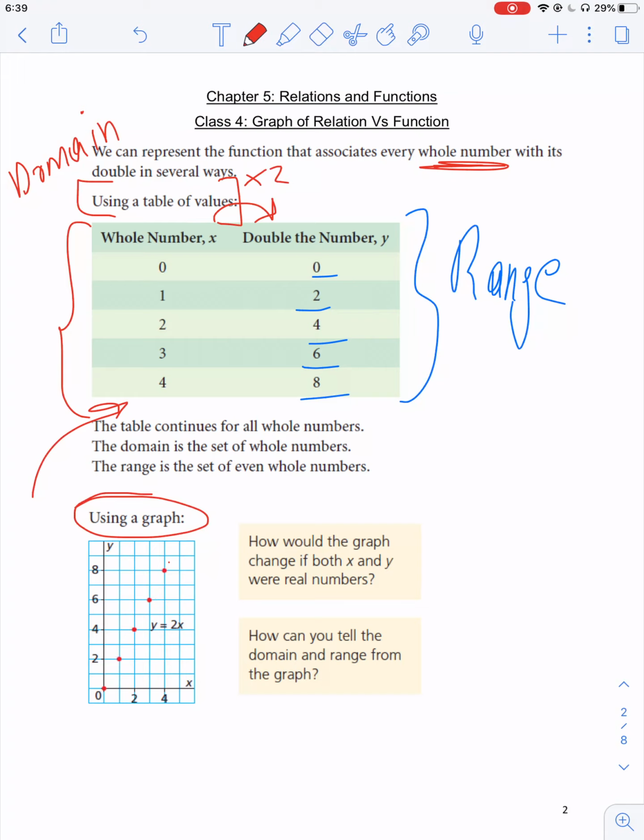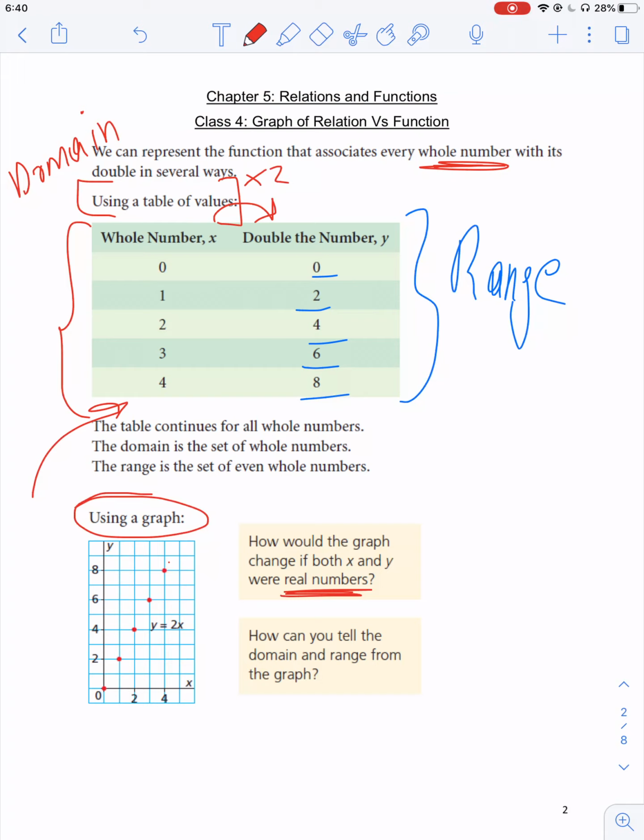But now here's the thing. How would the graph change if x and y were real numbers? Now, this is something we did at the beginning of the year. What do we mean by real numbers? Remember, real numbers will include everything. By that, I mean you could include half, you could include 1/3. You're going to have to include everything up here, so all your decimals, all the ugly numbers.